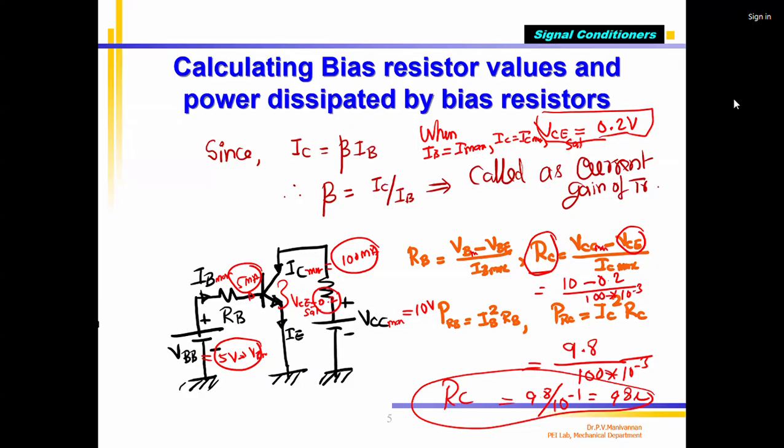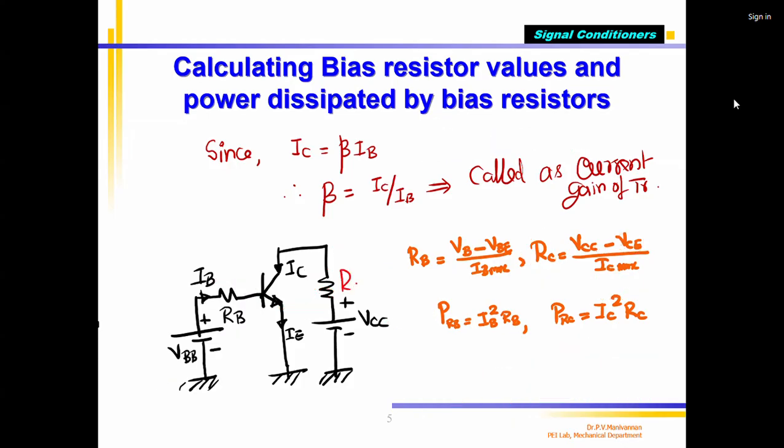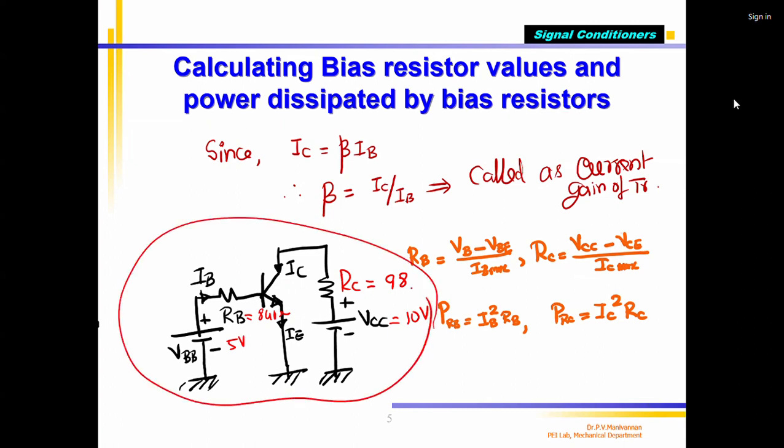So you can expect a problem. That's why I'm explaining this for the last 2 days. This is one of the important fundamentals for the transistor as amplifier. Understanding is very important. Now that you have computed this, my RC equals 98 ohms, the RB equals, I think, 860 ohms, and VCC equals 10 volts, VBB equals 5 volts. So now I have designed my transistor amplifier.